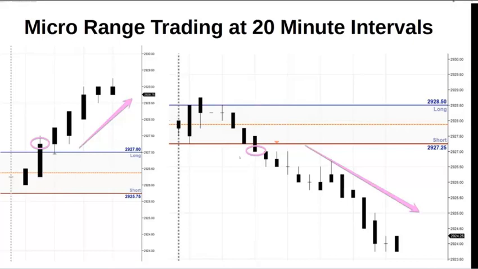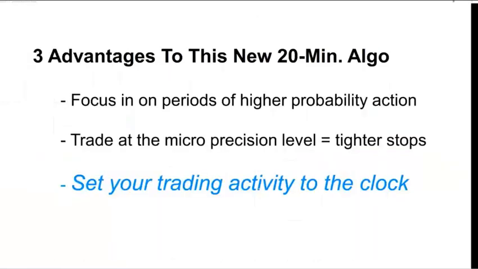And this opens up all new possibilities of tighter stops. All right, so the three big advantages to this new 20-minute algo are: it gets us to focus in on the periods of higher probability action, because we narrowed it down to that 18 to 24 minute slot. We get to trade at the micro precision level. We can have tighter stops and get more precision entries, get the trades moving in our favor quickly.